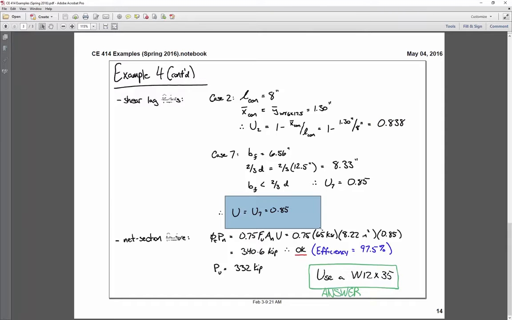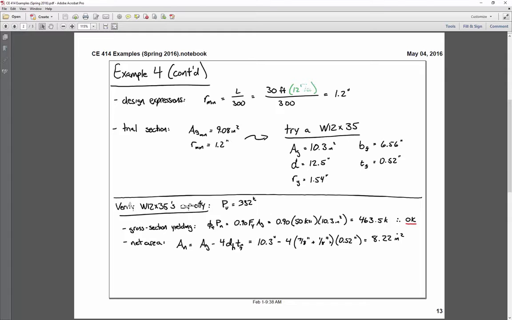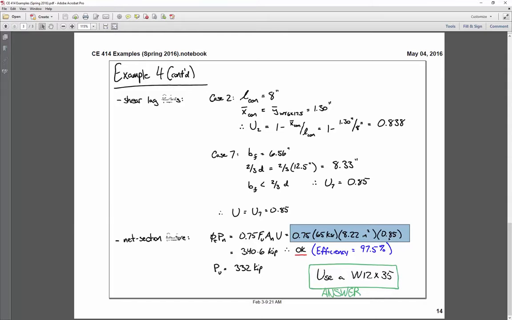So we can calculate net section fracture. So phi Pn is 0.75 times our tensile stress times net area times the shear lag factor. So 0.75 times our tensile stress, which is 65 ksi, times the net area we did on the previous panel, that was right here, 8.22 square inches, and then the shear lag factor we just did is 0.85. Chug all that out and you get a capacity of 340.6. And this is very good because this number here is our capacity. That's how much the member can withstand, and we're putting 332 kips on it. This is a great result.